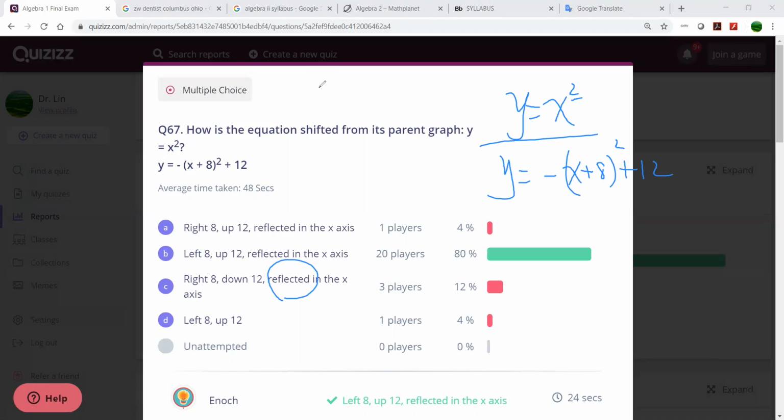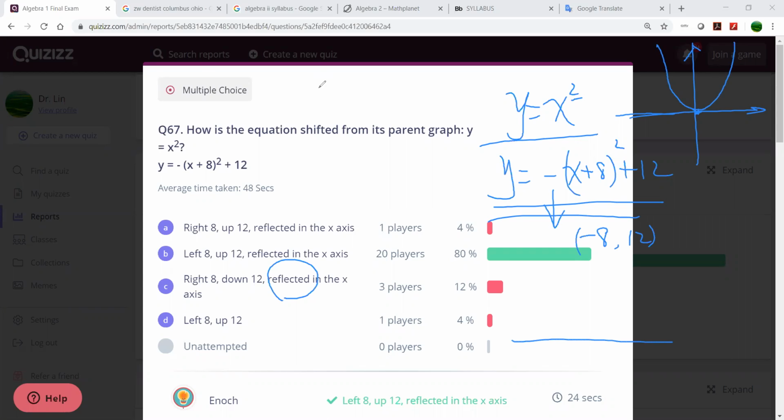So if you graph this one, the mouth actually would be exactly like this, right? The vertex will be 0, 0. What about this one? The vertex will be -8, +12, right? And the mouth goes face down. The mouth is face down. Okay. -8, +12. Close here. So actually, like this.